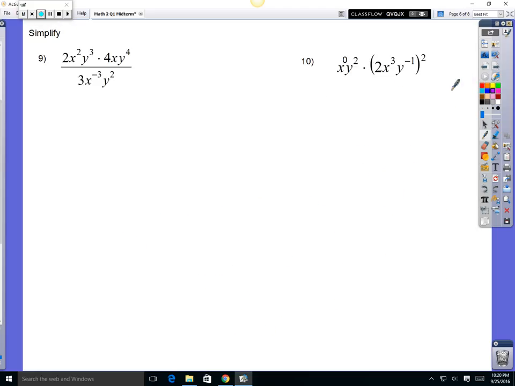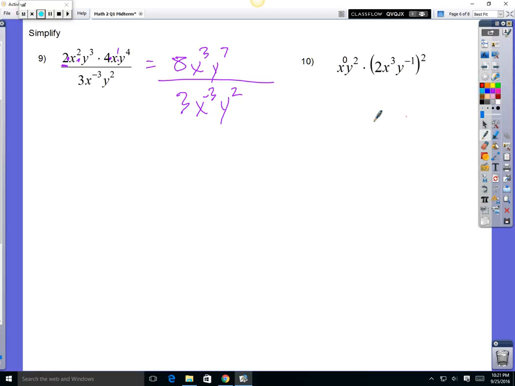9 and 10. Okay, now, these ones, no square roots, you're just playing with exponents. Let's do the top. It's all times. Times the 2 and 4. That's 8. And now let's do your x's. X squared and x to the 1. So that's addition, add them up. So that's x cubed. And your y's are going to be y to the 7. And bottom is already cleaned up as far as it's going to go. So you got 3x to the minus 3, y squared.